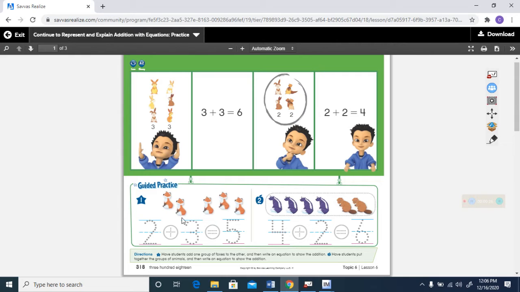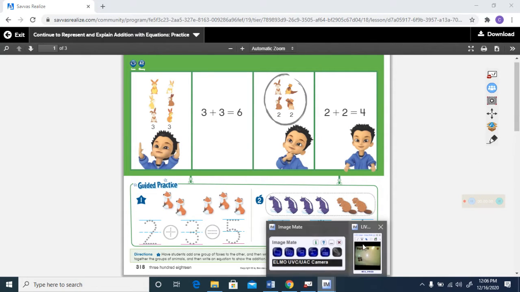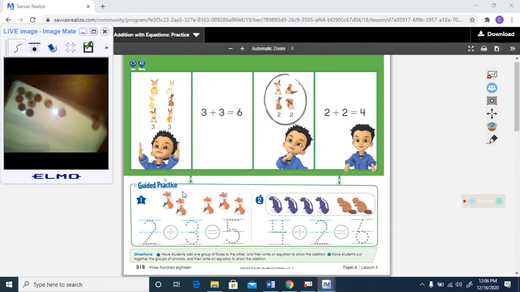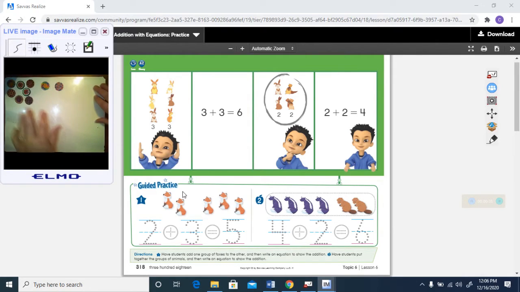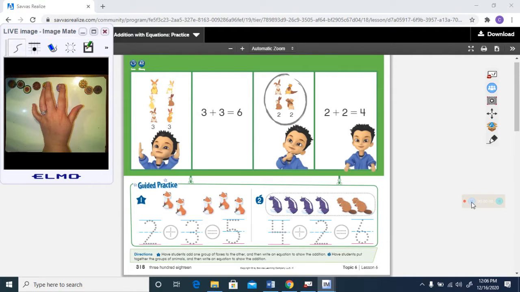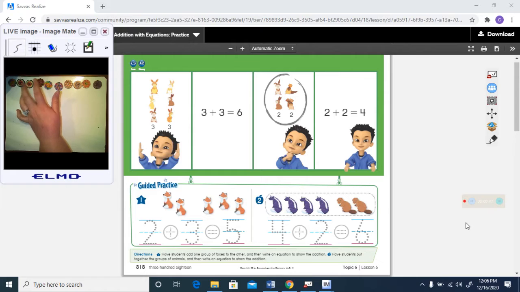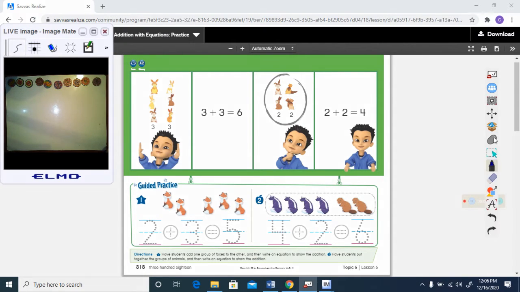There are 2 foxes in the first group. So we are going to get our camera up here. Whoops. And I am going to get my buttons together because I am using my buttons as counters. So there are 2 foxes in the first group. So we write the number 2.